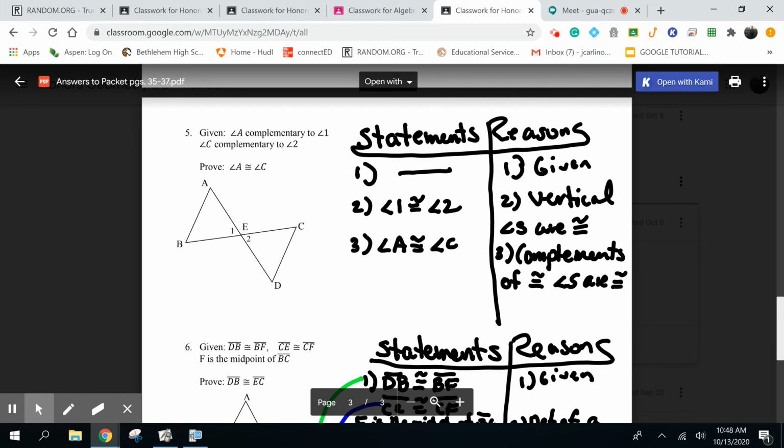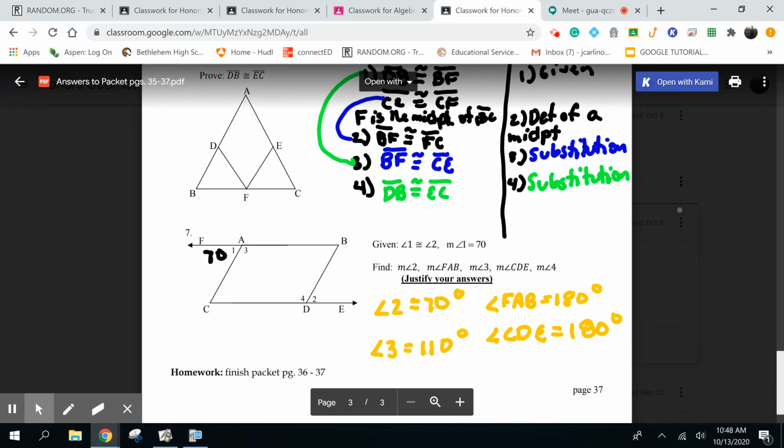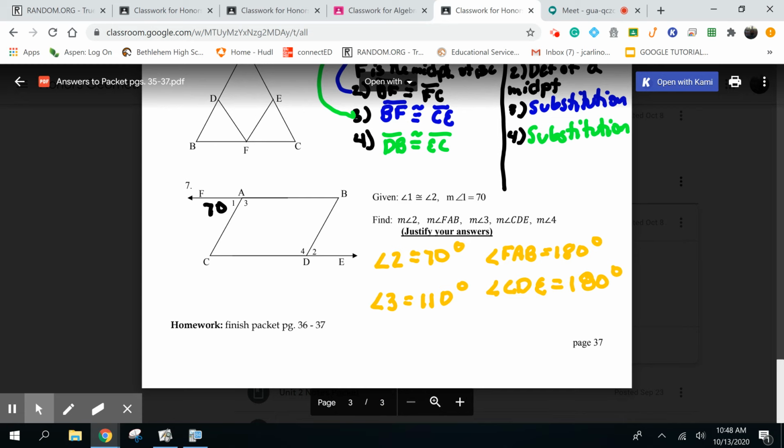Oh, my apologies here. I forgot to show the algebra problem, right? There you go.